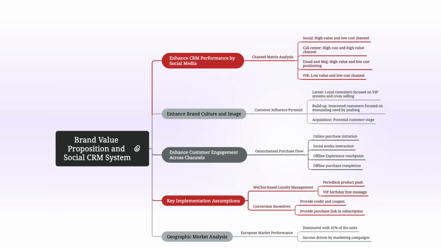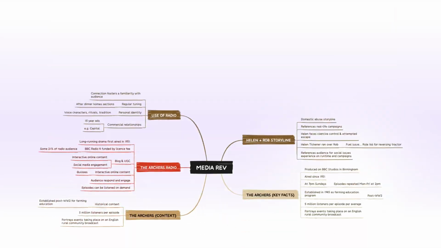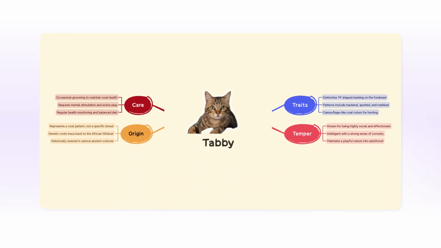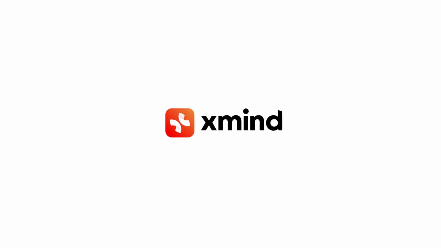From lecture notes to random photos, Xmind turns what you see into clear, structured thinking. Try Image to Mind Map in Xmind.